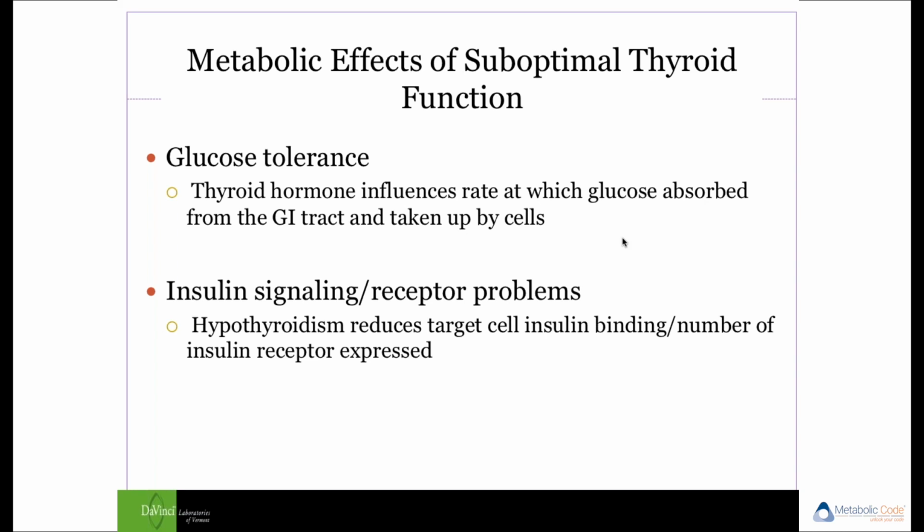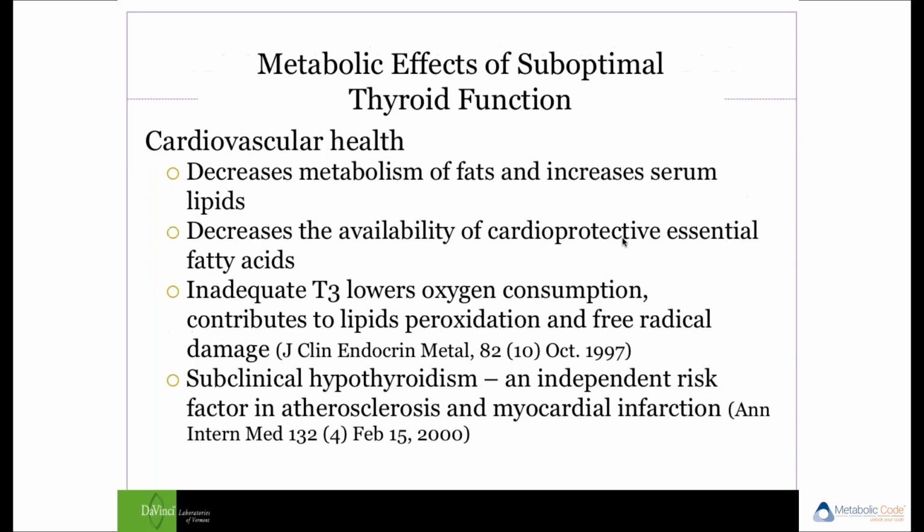So free T3 is so important for normal glucose control. In addition to that, low thyroid function has been linked to cardiovascular issues. So we see decreased metabolism of fats and increased serum lipids, decreased availability of cardioprotective essential fatty acids. Inadequate T3 lowers oxygen consumption, contributes to lipid peroxidation and free radical damage, and subclinical hypothyroidism is an independent risk factor in atherosclerosis and myocardial infarction.